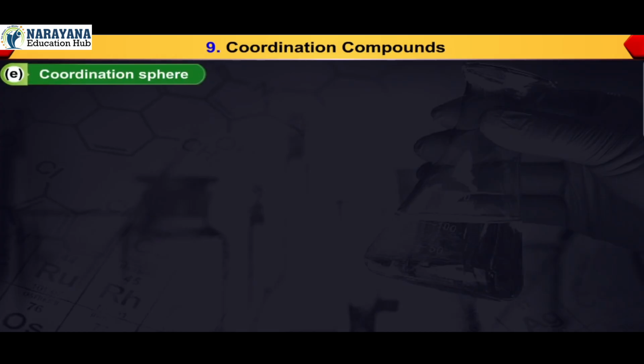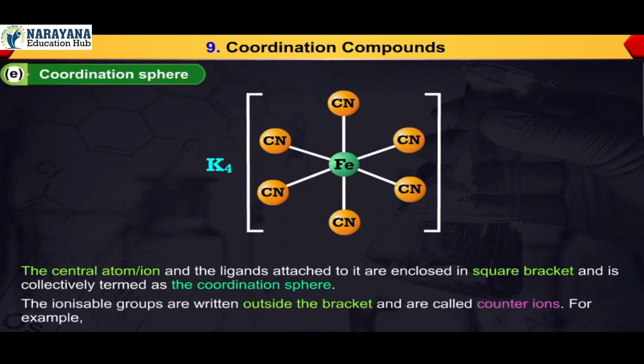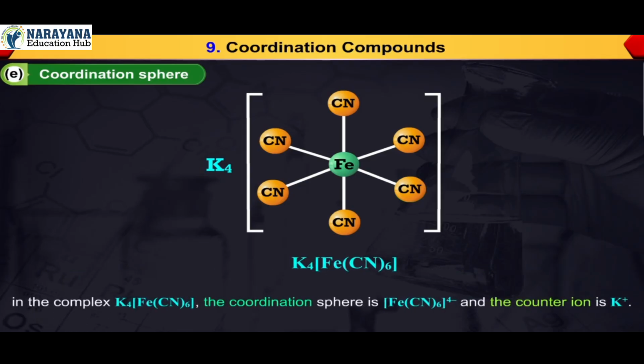E. Coordination sphere. The central atom or ion and the ligands attached to it are enclosed in square brackets and are collectively termed the coordination sphere. The ionizable groups are written outside the bracket and are called counter ions. For example, in the complex K4[Fe(CN)6], the coordination sphere is [Fe(CN)6]4- and the counter ion is K+.